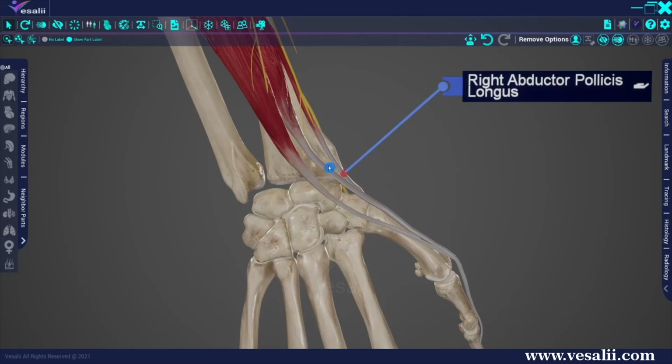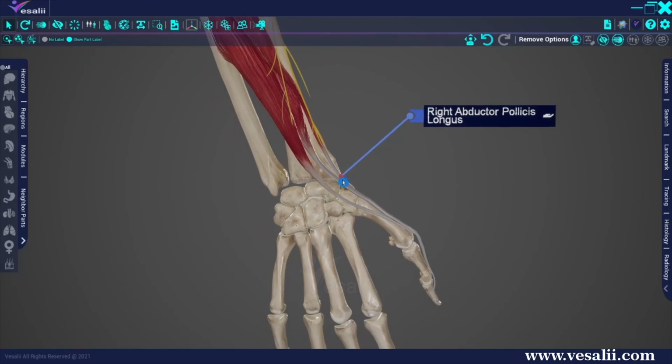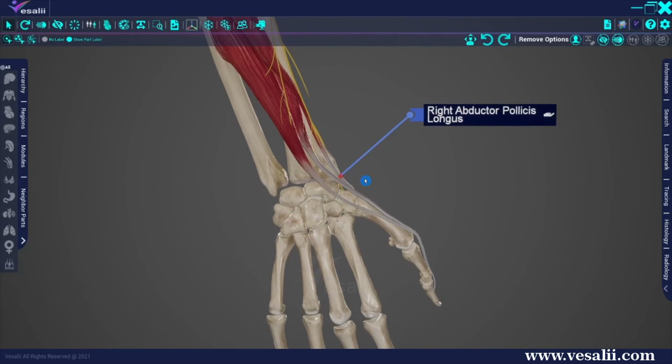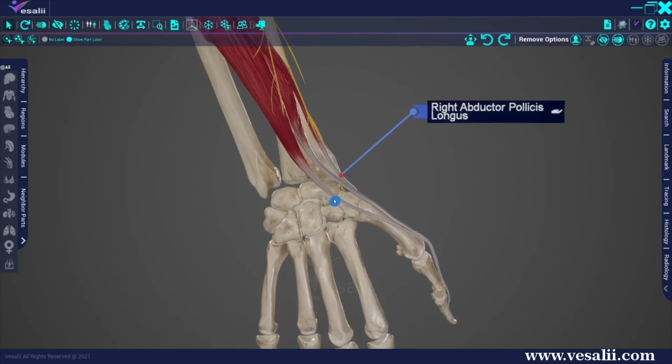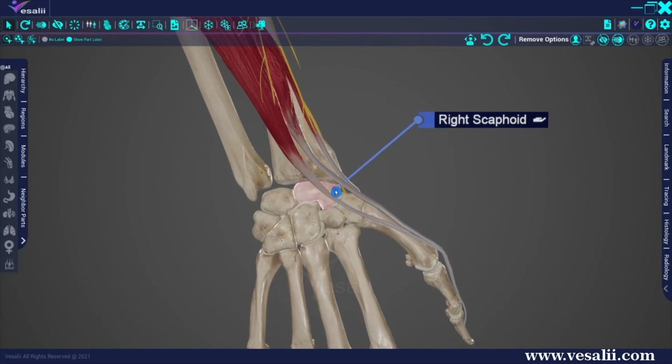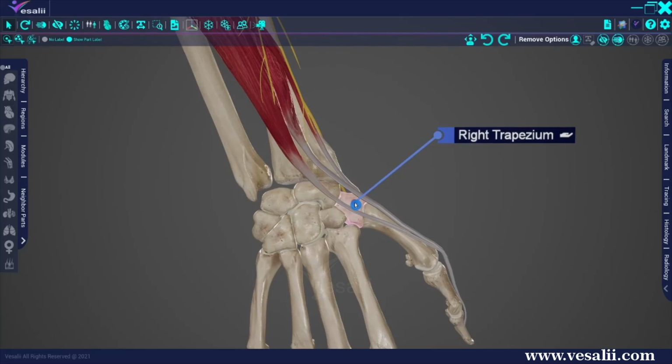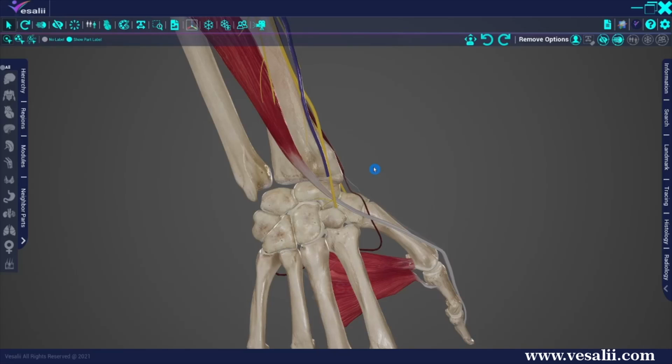The proximal border is formed by the styloid process of the radius, which can be palpated here. The floor of the anatomical snuff box is formed by the scaphoid and trapezium carpal bones, and the skin forms the roof of the radial fossa. The main contents of the anatomical snuff box are the radial artery, the superficial branch of the radial nerve, and the cephalic vein.